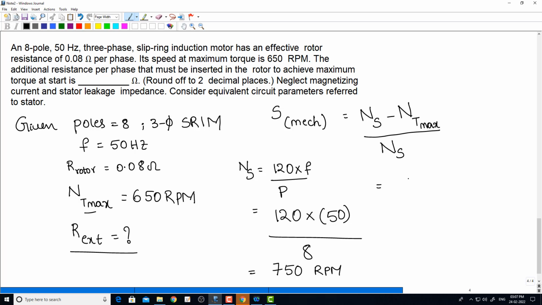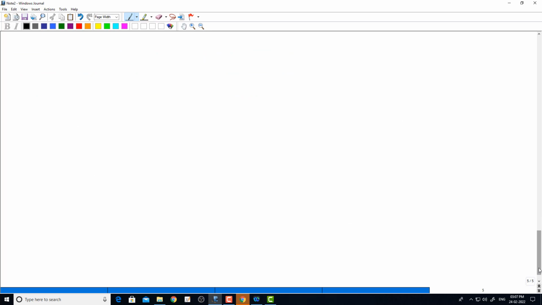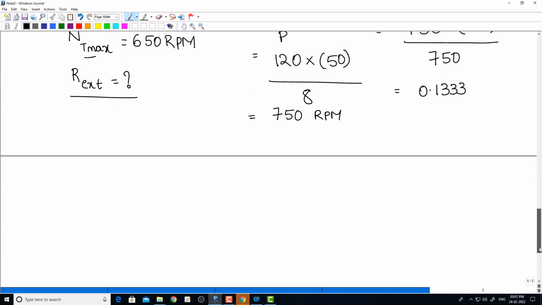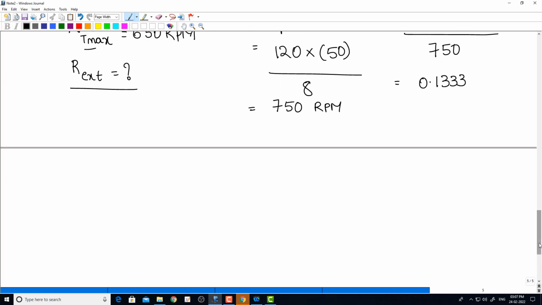So, we have found the synchronous speed. Just now we found 750 minus the speed at maximum torque, 650, divided by the synchronous speed. If we solve, we will get 0.133. This is the mechanical slip.